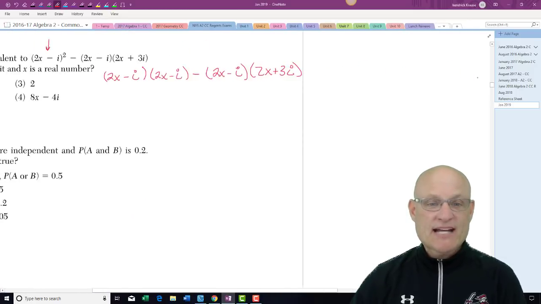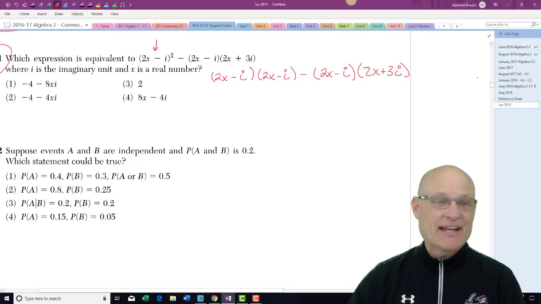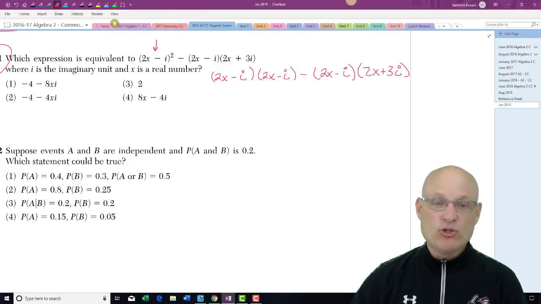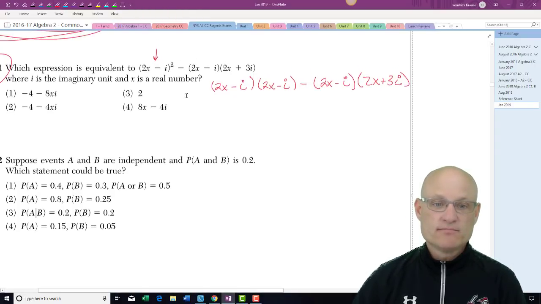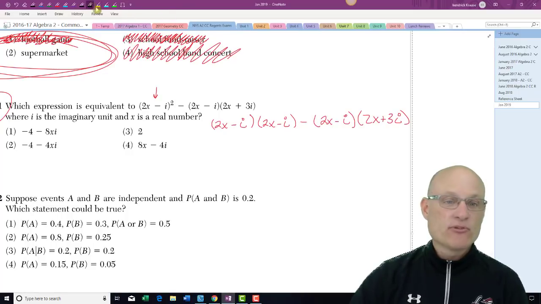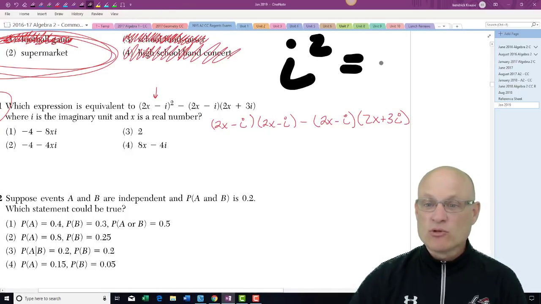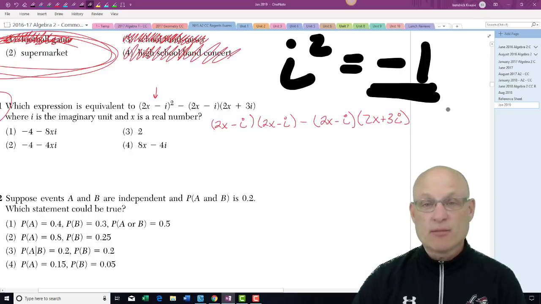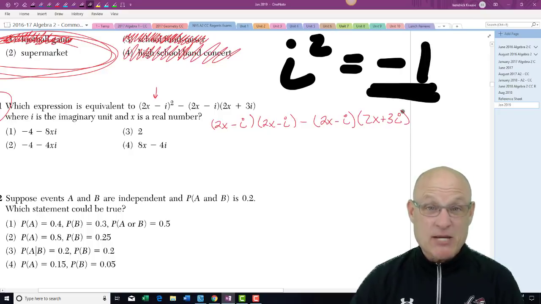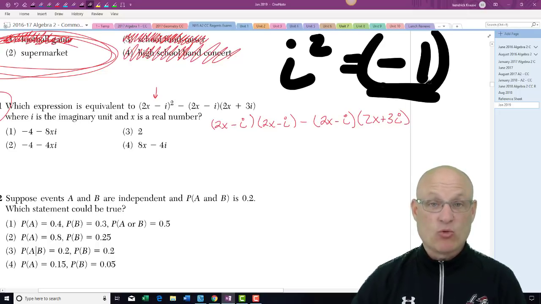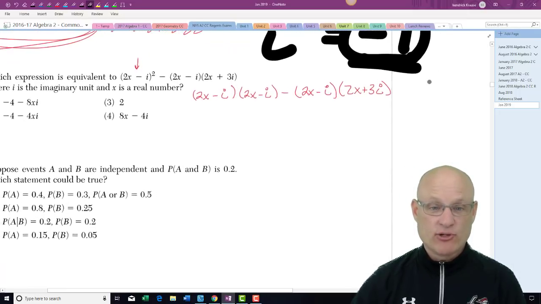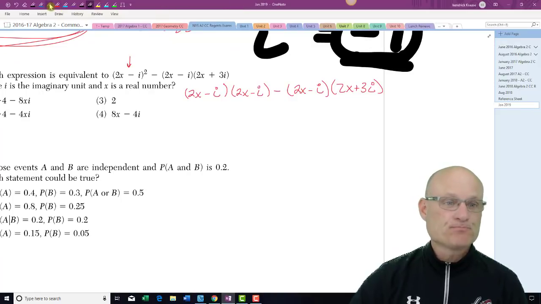Now, anytime you get to a problem that has i in it, the one thing you better remember is this simple fact: i squared equals -1. It will come into play on this problem and any problem that looks like that. And we are multiplying by -1 almost every single time. So you'll see in a second where that comes into play.